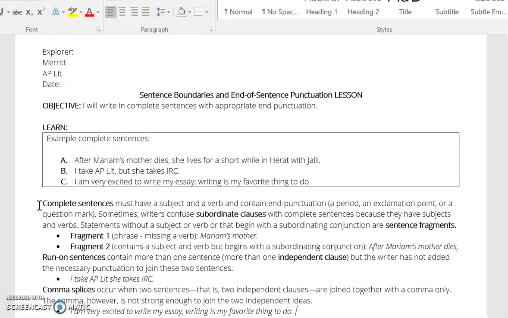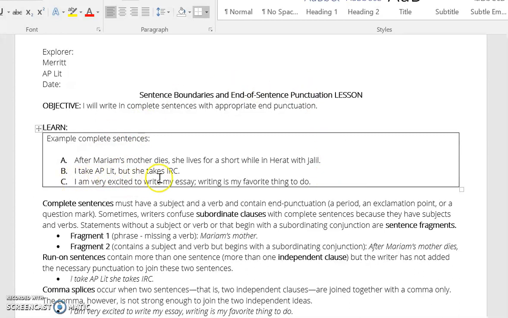So A, after Miriam's mother dies, comma, she lives for a short while in Herat with Jalil. Here we have a dependent or subordinate clause, and then we have an independent clause, and they are connected by a comma. B, I take AP Lit, comma, but she takes IRC. Here I have an independent clause. Here I have a second independent clause. They are connected with a comma and a conjunction.